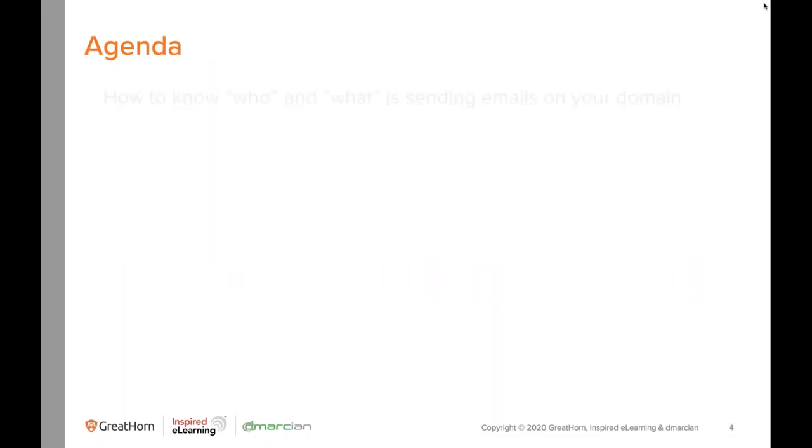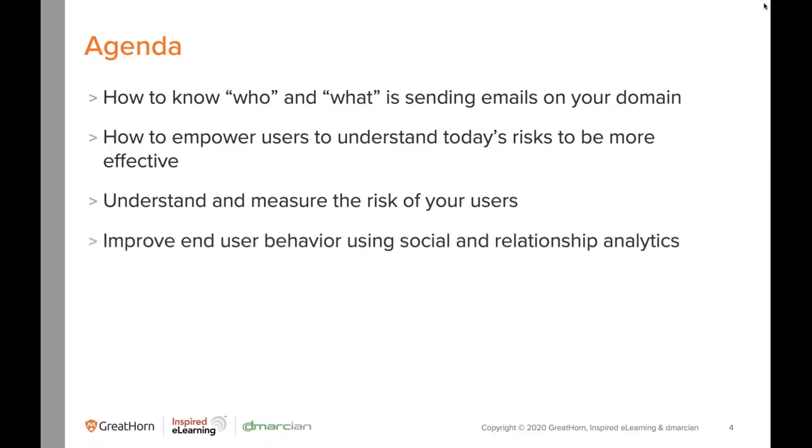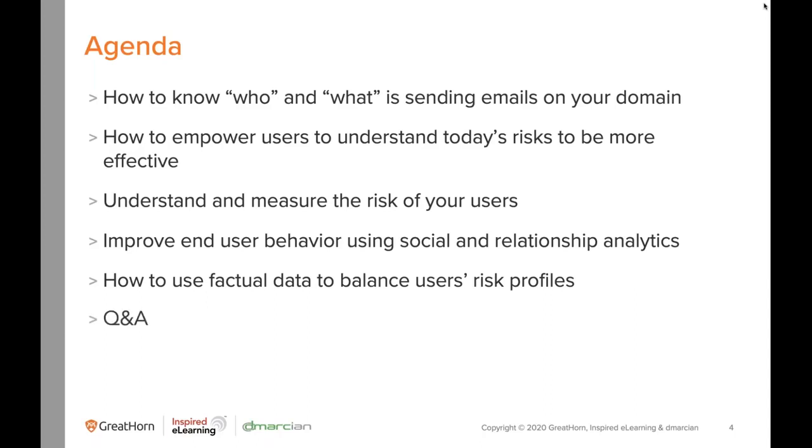So just to get us going on the agenda, we want to cover a few things today as we think about this offensive and defensive security strategy. First, we want to talk a little bit about who and what organizations or entities are sending mail on behalf of your domain. We also want to show you how to empower your users to better understand today's risks. Also then how to measure those risks and measure and track your performance and improvement over time. We also want to improve employees' behavior, both in the office and outside of the office, as they encounter emails, both on their work devices and personal devices. And finally, how to use factual data to help you make these decisions and balance the user's risk profiles in your environment. And we'll wrap up with any questions that come across through the chat box.